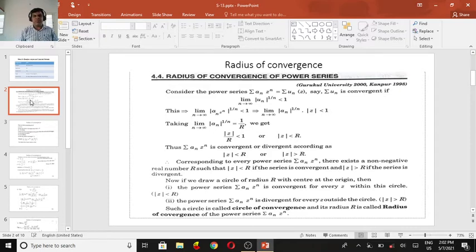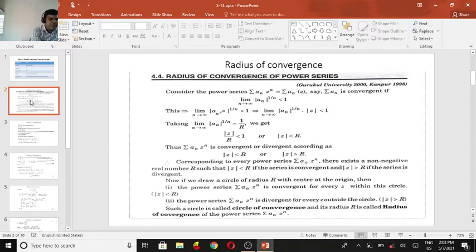I can write summation a_n z^n equal to summation u_n of z. Say summation u_n is convergent by the root test if the limit as n tends to infinity of the absolute value of u_n to the power 1/n is less than 1. This implies the limit as n tends to infinity of the power series (a_n z^n) to the power 1/n is less than 1. This implies the limit of |a_n|^(1/n) times |z| is less than 1, because the n's get cancelled.